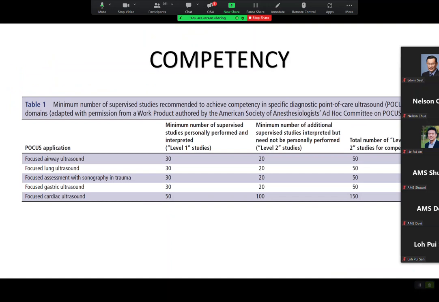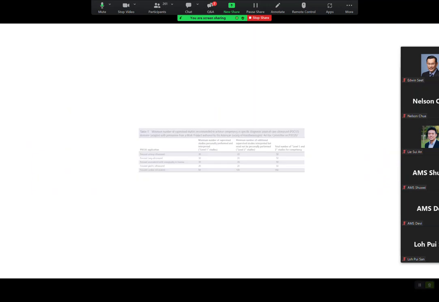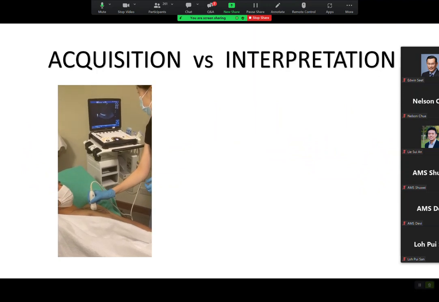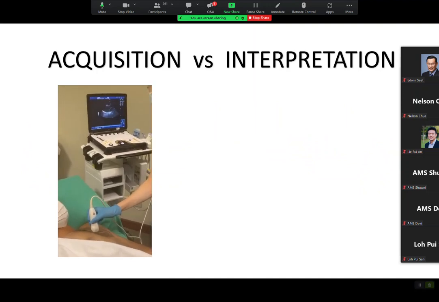So in terms of competency, this is a question that frequently comes up. How many scans do I need to do before I'm competent? These are recommendations from ESRA. So it's about 30 to 50 scans for most focused applications. For cardiac, it's a bit more, 100 to 150. But I think there's a big difference between acquisition and interpretation.